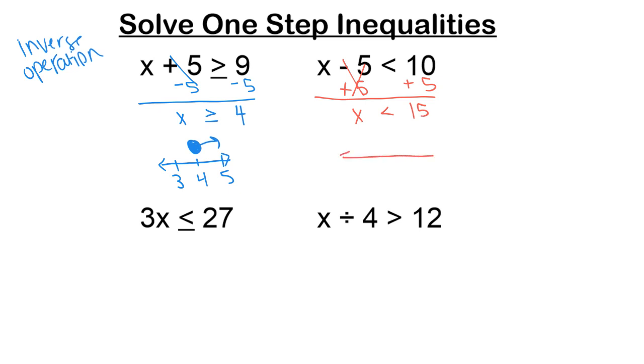Again, to graph this one, we have on our number line 15 here in the middle, 14 to the left, 16 to the right. This is a less than symbol, so that's an open circle, and we're going to point to 14 because that's things that are less than 15.